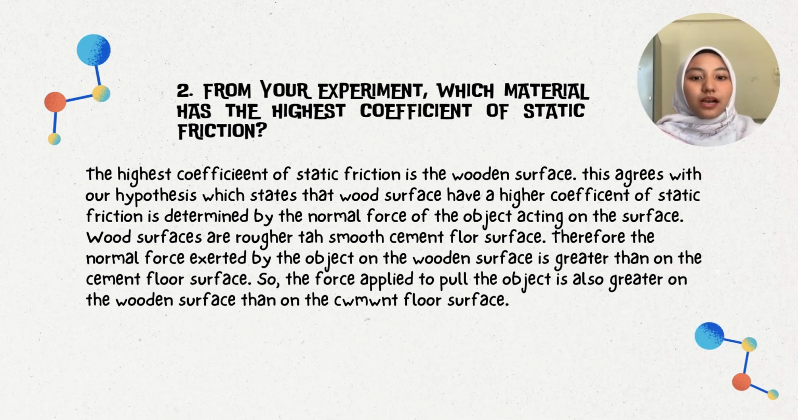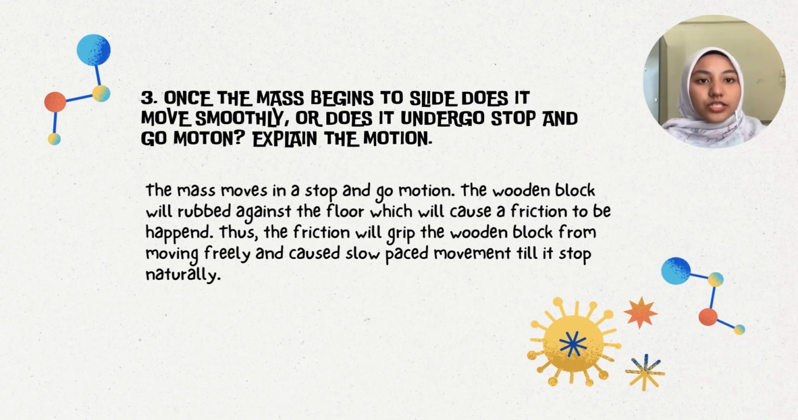Wood surfaces are rougher than a smooth cement floor surface. Therefore, the normal force exerted by the object on the wooden surface is greater than on the cement floor surface. So, the force applied to pull the object is also greater on the wooden surface than on the cement floor surface.